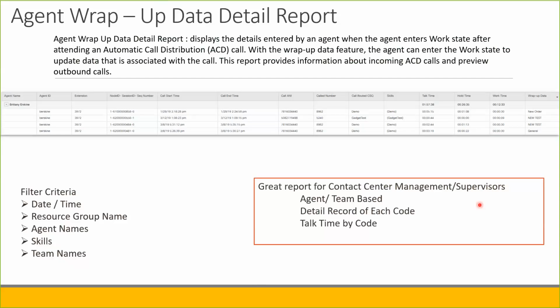We've used this agent-based data detail report in the past to make sure that the implementation of a new WrapUp code is being used effectively, or maybe it's a new resource that's come on board and you want to make sure that they're doing what they're supposed to, that they're using those WrapUp codes for every single call. And alternatively, it's a great detailed record of each code, right? Because it is a WrapUp-based report.